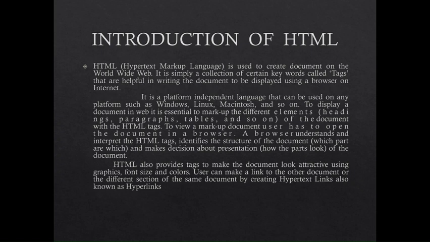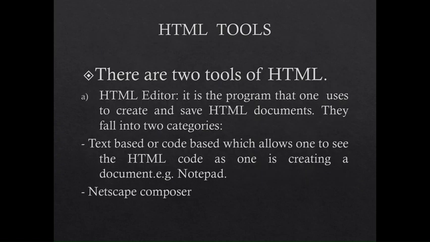Now let us know about the HTML tools. There are two types of HTML tools. One is the HTML editor and the other is the web browser. Let us discuss about the HTML editor. It is a program that allows a user to create and save HTML documents. They fall into two categories: text based or code based, which allows one to see the HTML code. One for creating a document is Notepad. Another is Netscape Composer.